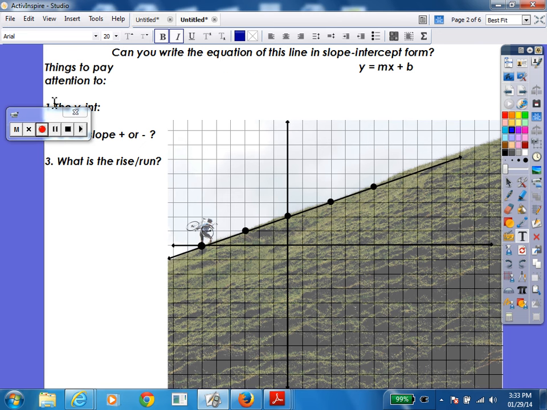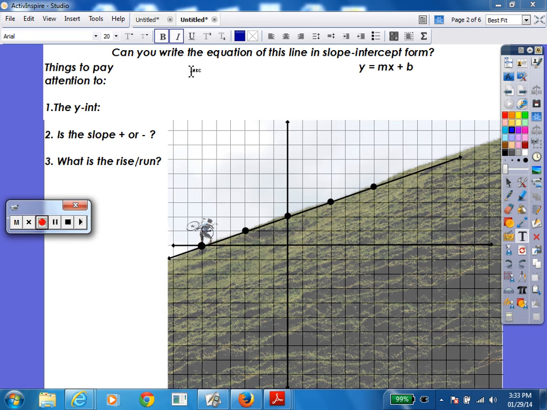All right, so what I'm asking right now is you see I've got a little mountain here. This guy, I don't know why he's not riding his bike up the mountain, but whatever. He's walking up the mountain and he's going up this slope. And what I want you to do is write the equation of this line in slope intercept form.